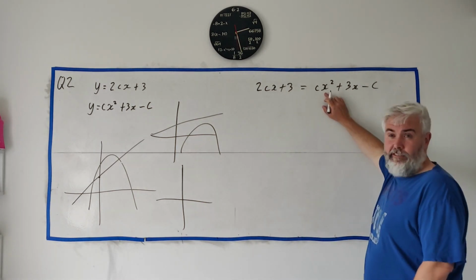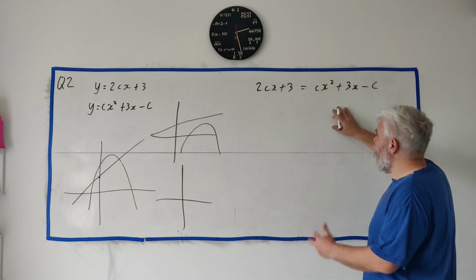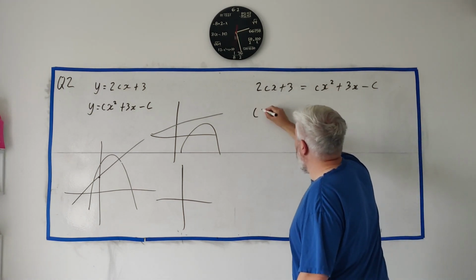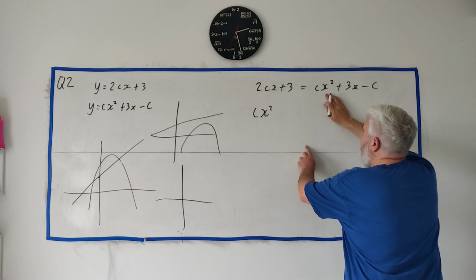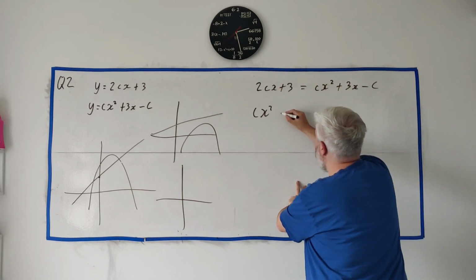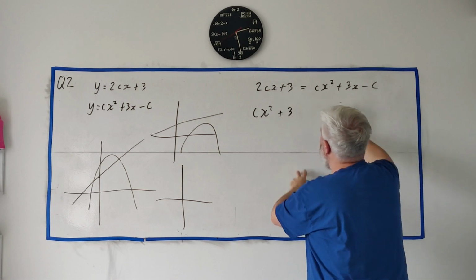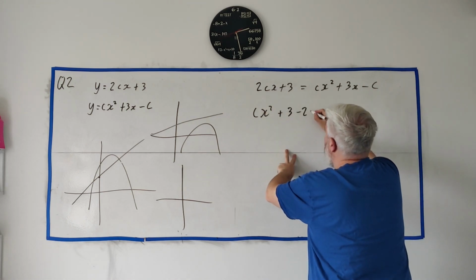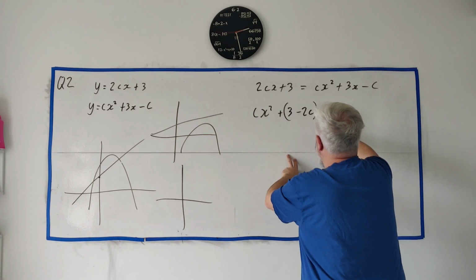We'd get a quadratic out. There's x squared here. Let's rearrange it so we have a quadratic. We'll leave this x squared, and let's move this guy over here. So we'd have 3x minus 2cx. Combine them like this.